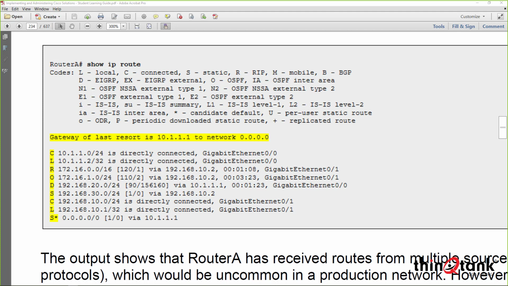All right. So we talked about the C as a connected route, the L is a local route, R is a RIP route in this case. RIP is just another dynamic routing protocol.